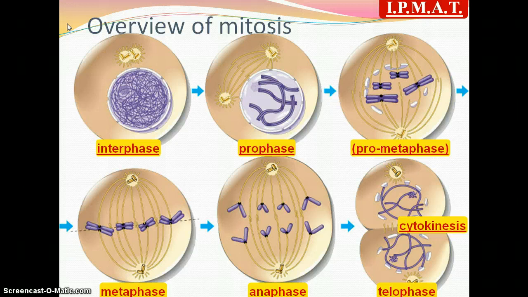Mitosis, we divide into different phases, as I'm sure you will remember. An acronym to remember is IPMAT, which stands for interphase, prophase, metaphase, anaphase, and telophase. But we also want to add in a couple extra steps. Right after prophase, we have prometaphase, which is an in-between step before we get to metaphase. And at the end of telophase, we have cytokinesis occurring, which is the actual division of the two daughter cells.